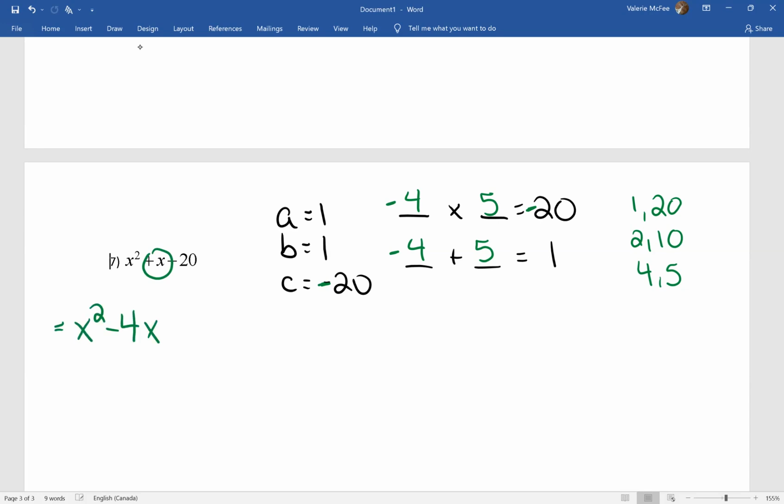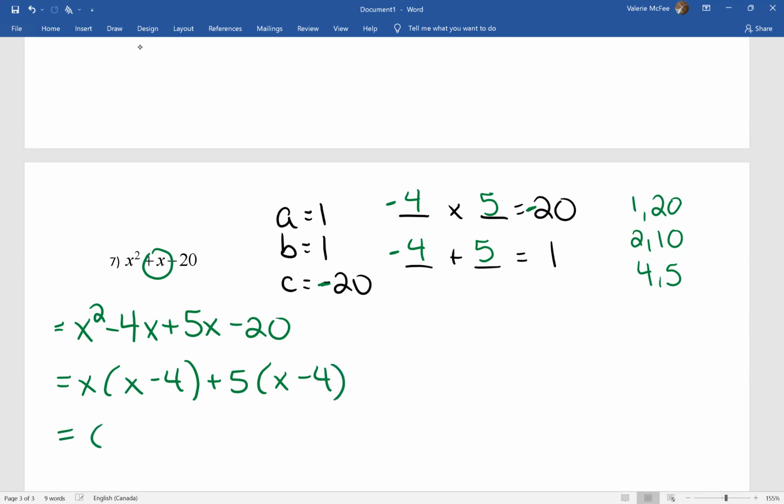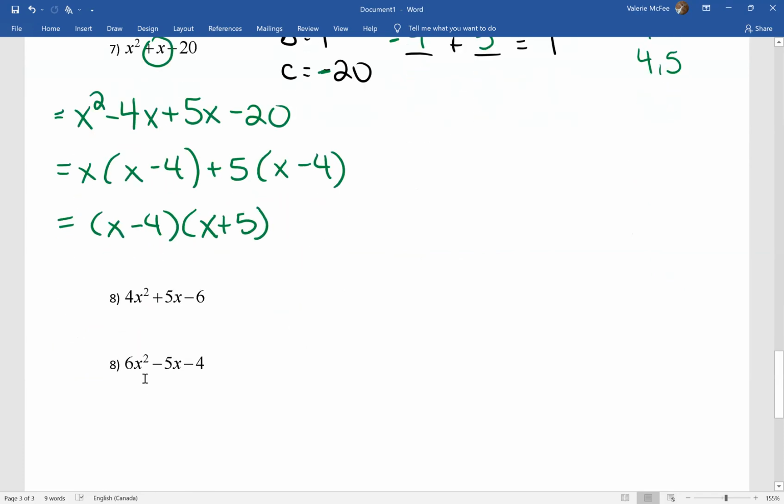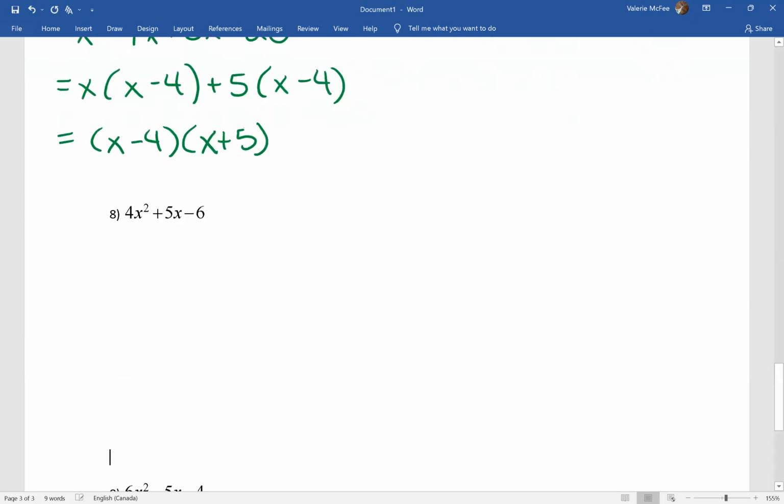Minus 4x plus 5x. Was that a minus 20? Yes. Factor by grouping. X is common. Plus 5 is common. X minus 4 times x plus 5. 2 more. Oh, 8 and 8 I wrote. That's all right.